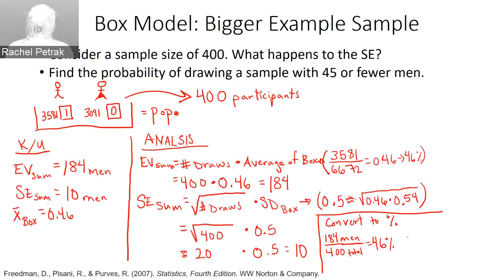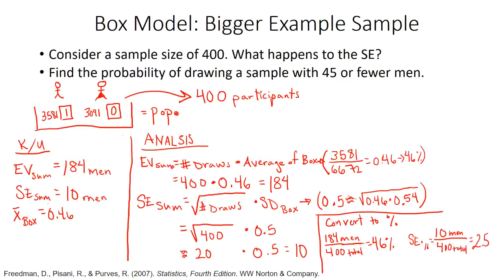And we can get our standard error as a percentage too. That's just equal to 10, because remember, our standard error is in the same units as the expected value. So our standard error is 10 men out of 400 total in the sample. So the percentage is 2.5%. So we can now say that with a sample size of 400, the expected percentage of men is 46%, give or take 2.5%.